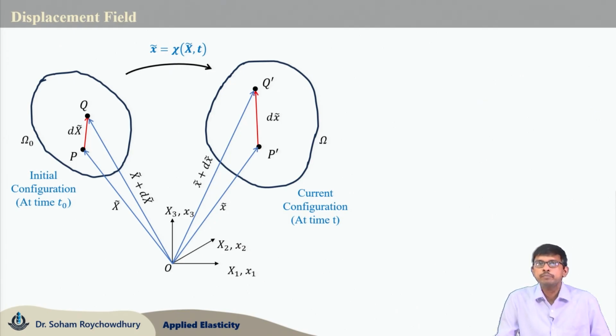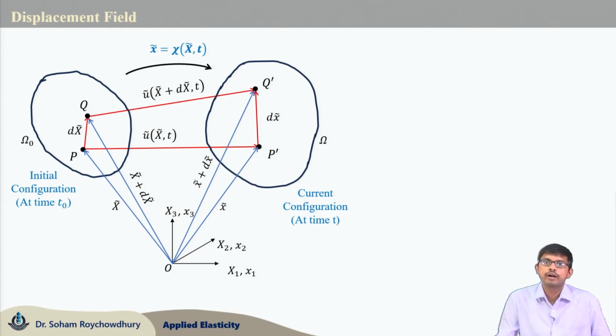Now, the displacement of point P is defined as the vector P to P prime, which is u vector. Normally, we use this symbol u as the displacement component. In the material description, this is a function of capital X and time. So, displacement of point P is u(X, t), displacement of point Q is u(X plus dX, t), because point Q is dX amount away from point P.